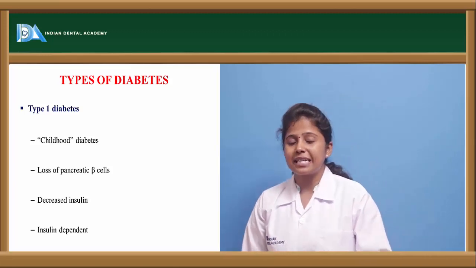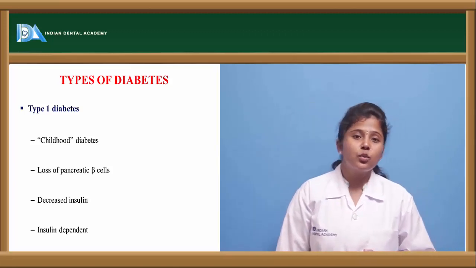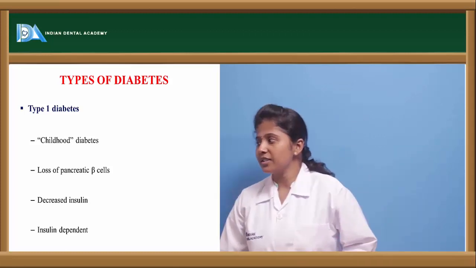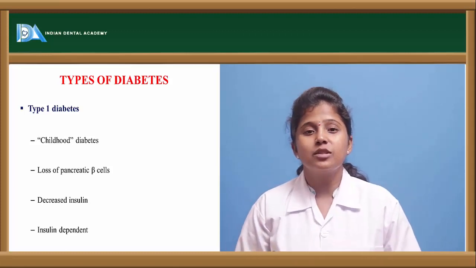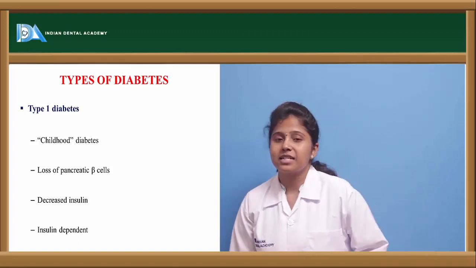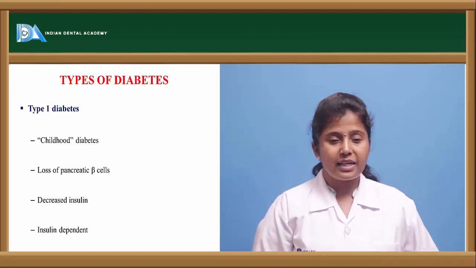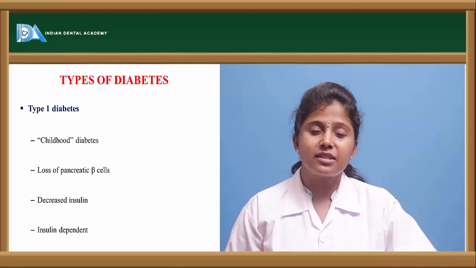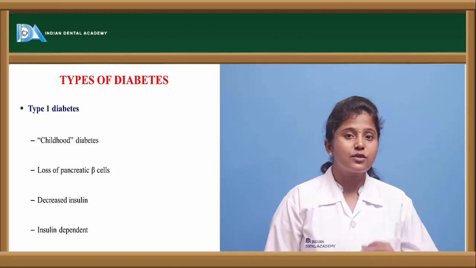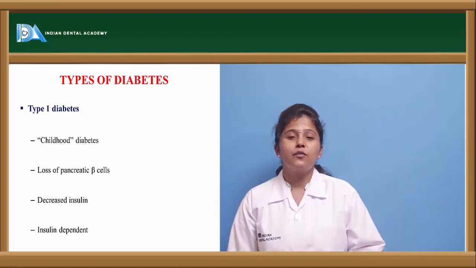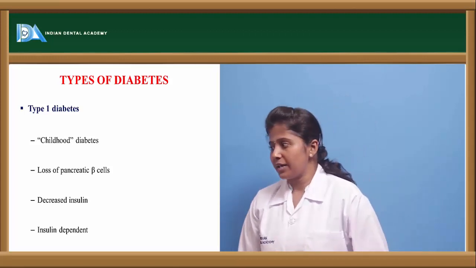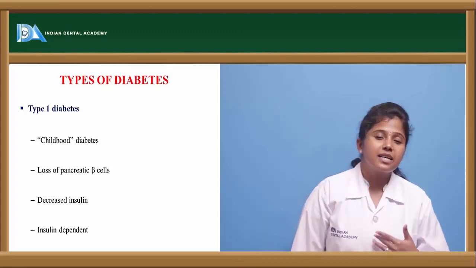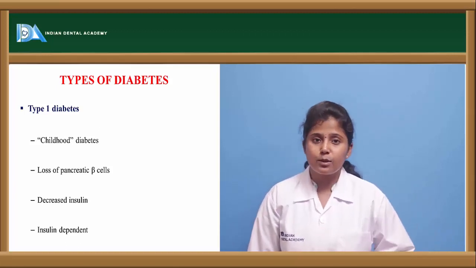So type 1 diabetes is a juvenile diabetic condition. This occurs in children or infants, and it is characterized by the loss of pancreatic beta cells. If there is any destruction to the beta cells of the pancreas, the islets of Langerhans, from where the insulin is secreted, then it leads to type 1 diabetes, and thereby there occurs decreased insulin, and this is insulin dependent type.